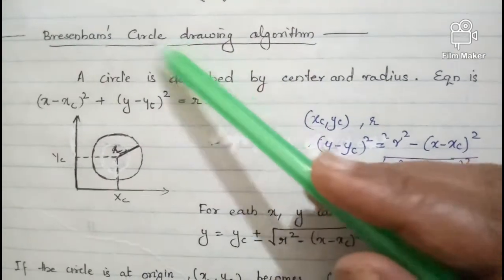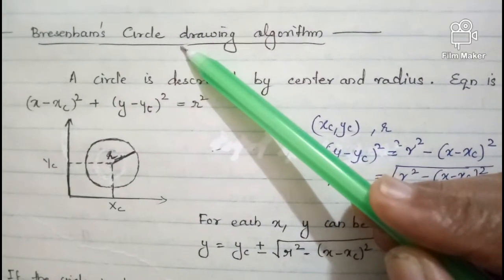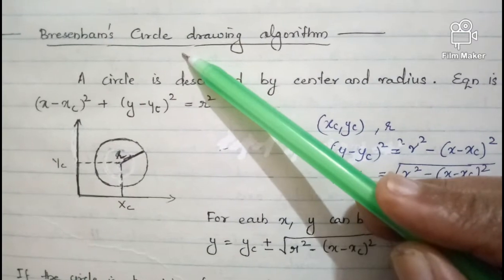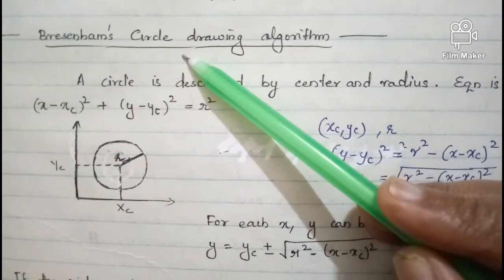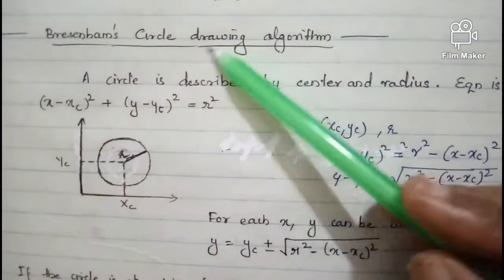Today we will be learning about Bresenham's circle drawing algorithm. This algorithm is also known as midpoint circle drawing algorithm. This is used to plot all the pixels of a circle.